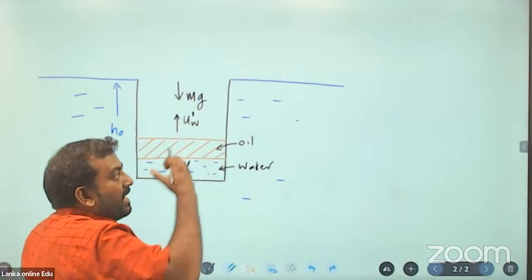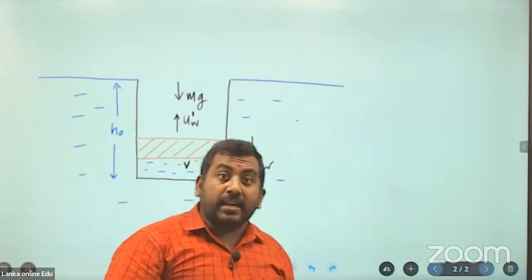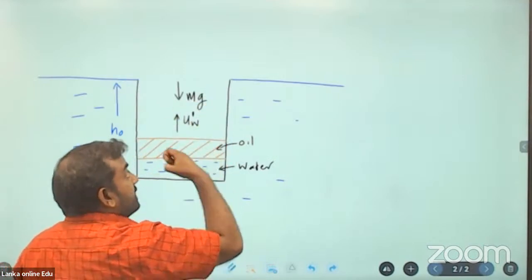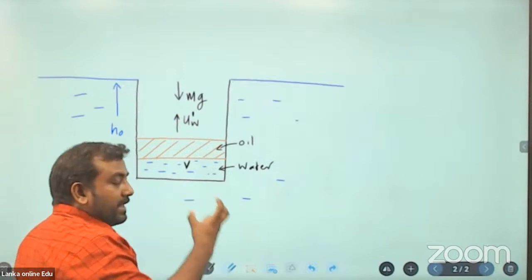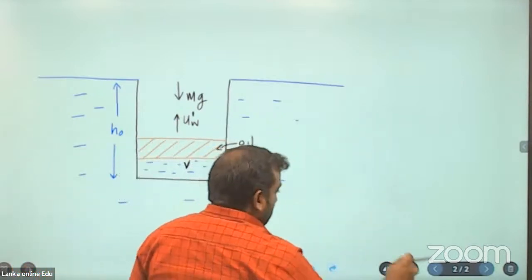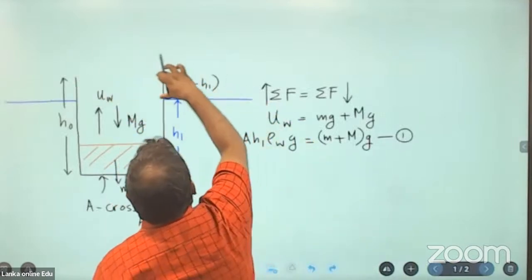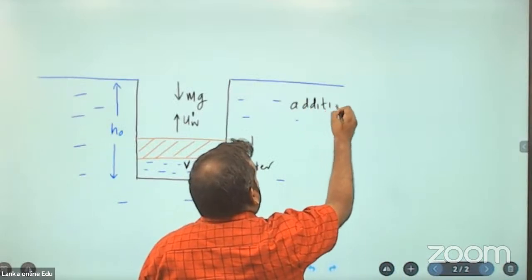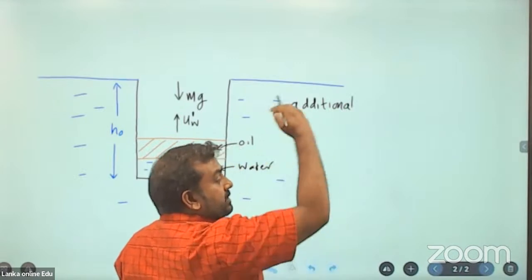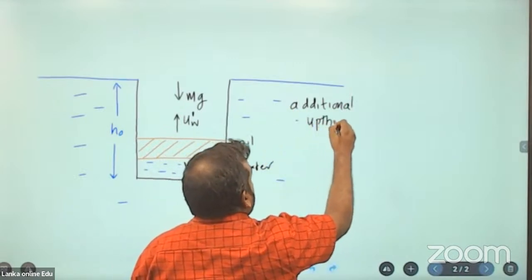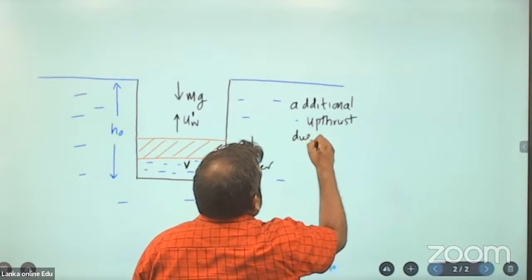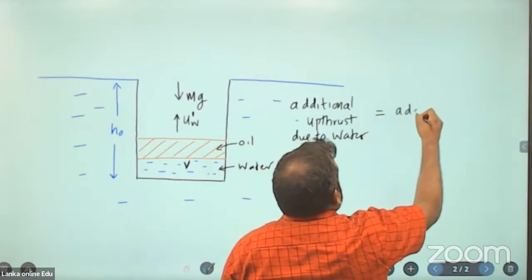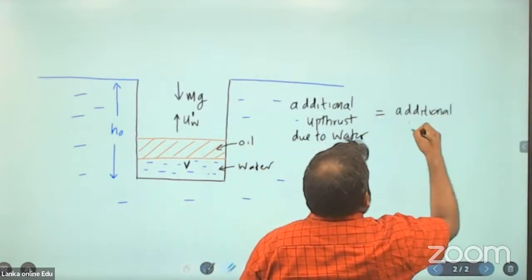That means there is an additional upthrust. This additional upthrust is created by additional weight. Now you can see this volume, additional volume has submerged. So additional upthrust, even last time I told you, think about this extra thing. Additional upthrust due to water equals additional weight. Right.